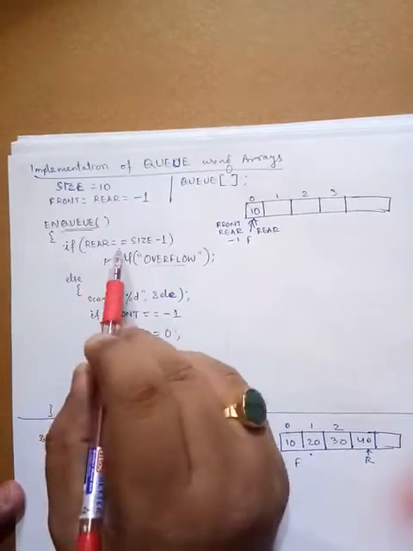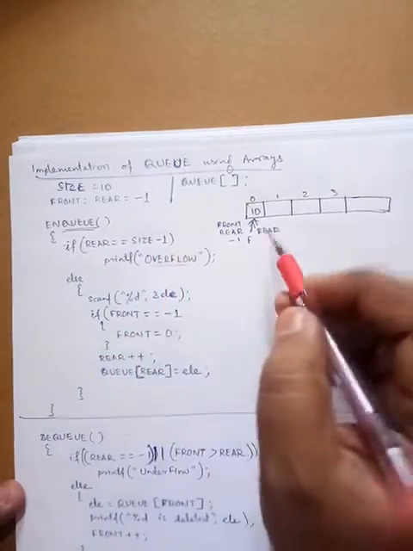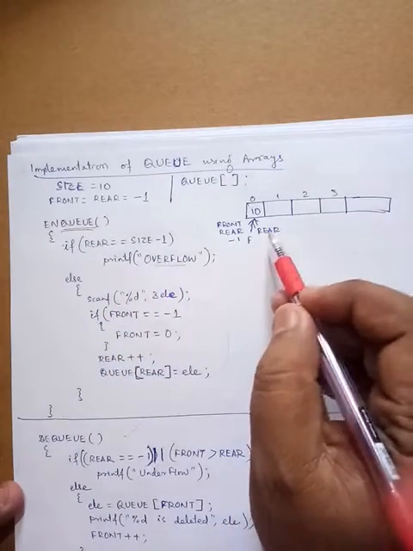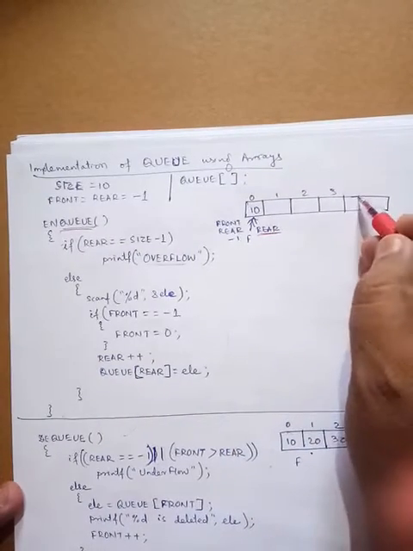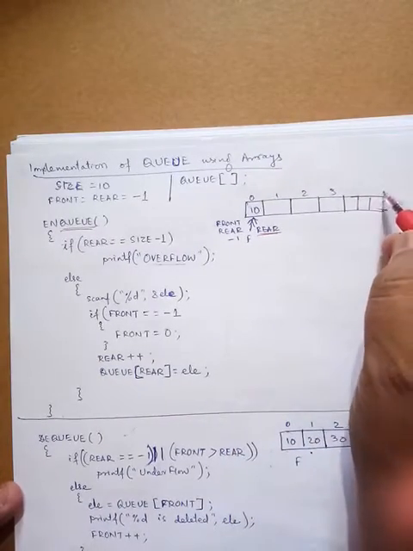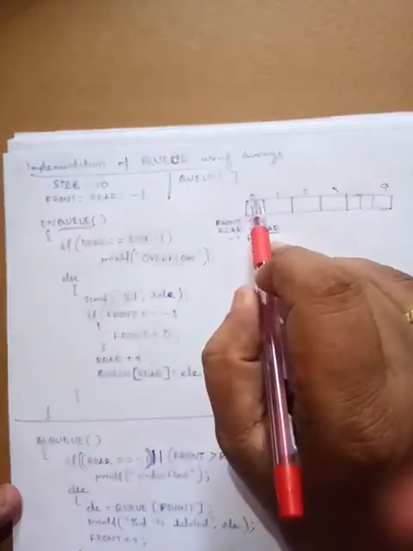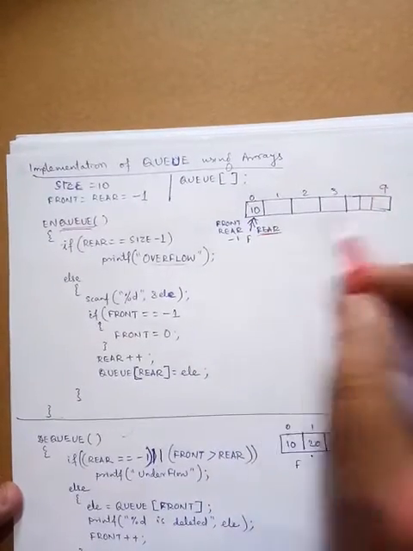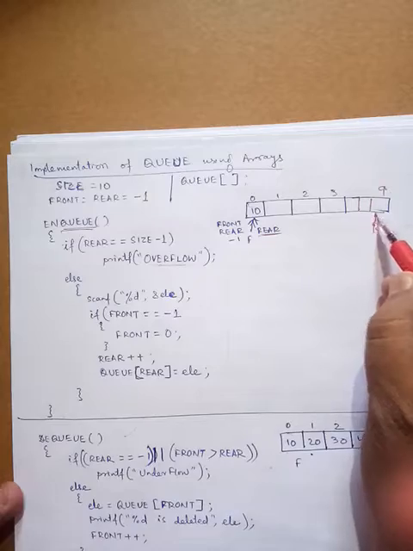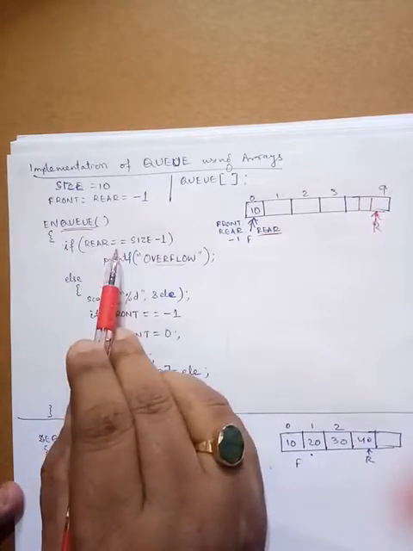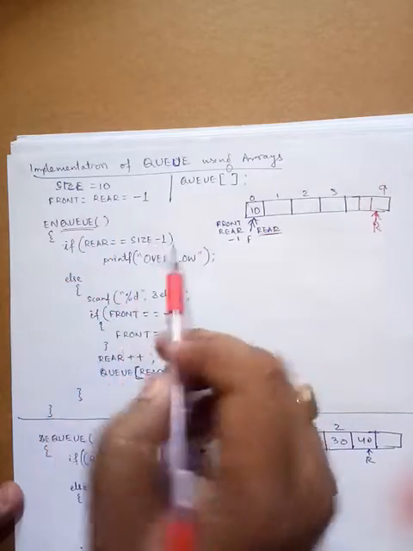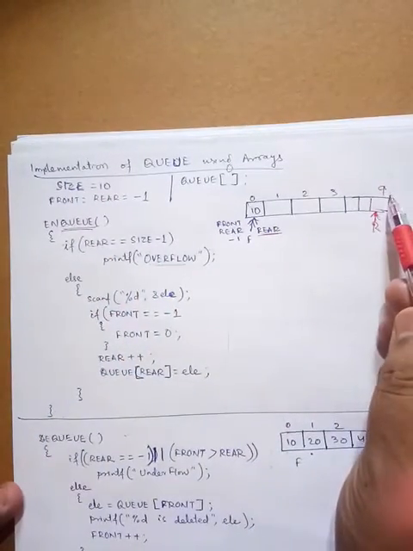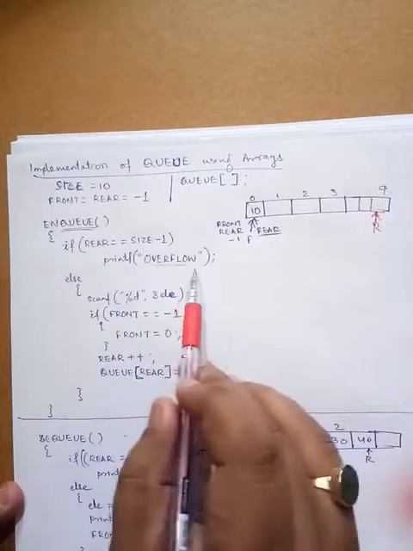If rear is equal to size -1, that means when you insert a new element, this rear will be pointing to the last element. Here the last element will be, suppose, 9. The indexes are from 0 to 9. So rear will point to this one. So if rear is equal to size -1, size is equal to 10, 10 minus 1 is equal to 9. If rear points to 9, that means this is the overflow condition.